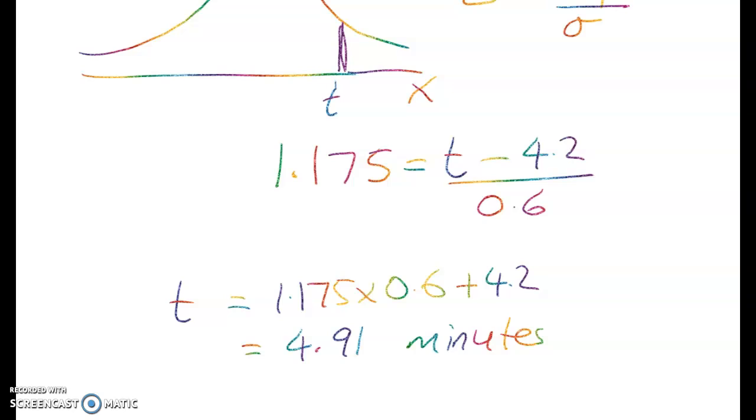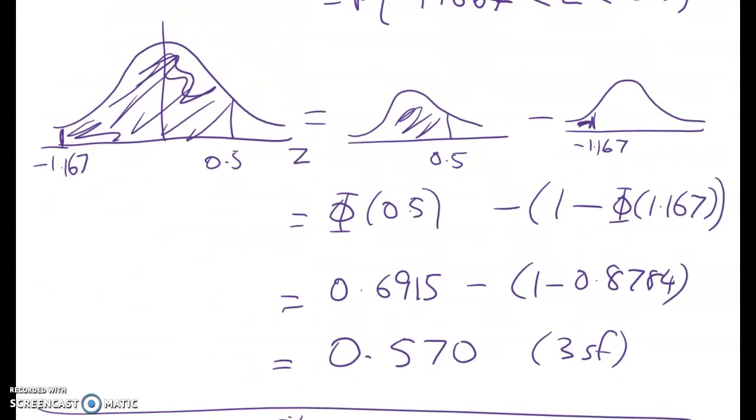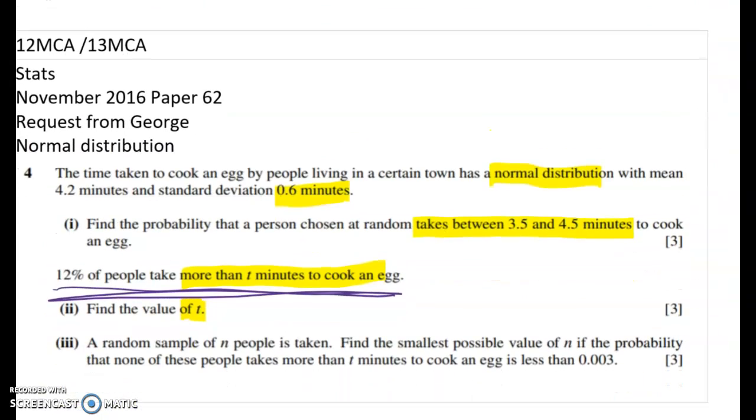Now, I should have said early on that we've got minutes, but we haven't rounded anything in here. So I'm not doing any kind of continuity correction. Usually in AS questions, you're going to need to do a continuity correction when it's screaming at you that the data has been rounded to the nearest minute. But you're always going to have to do one when you're doing a binomial question and you're just using a normal to approximate it. But in here, there's no need for a continuity correction, and it would be the wrong thing to do. Okay, so the value of t is 4.91.